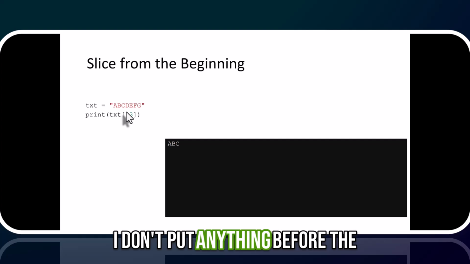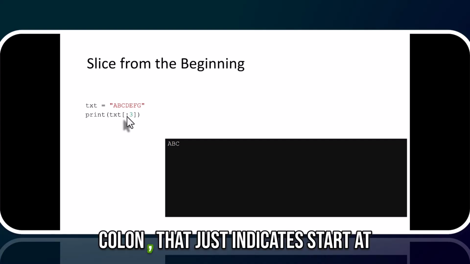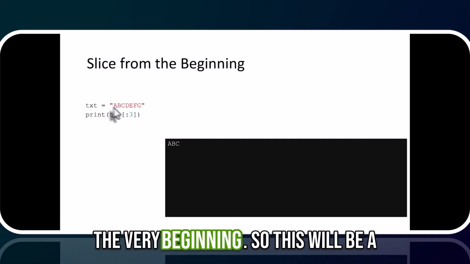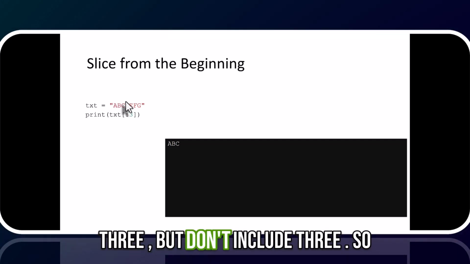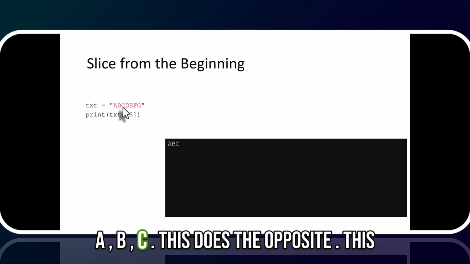If I don't put anything before the colon, that just indicates start at the very beginning. So this will be A, B, C. Remember 0, 1, 2, 3, but don't include 3. So A, B, C.